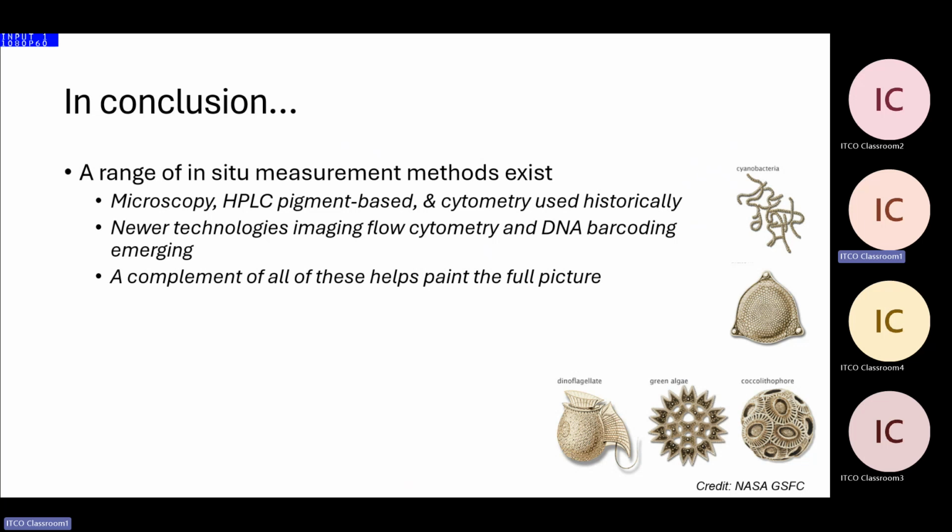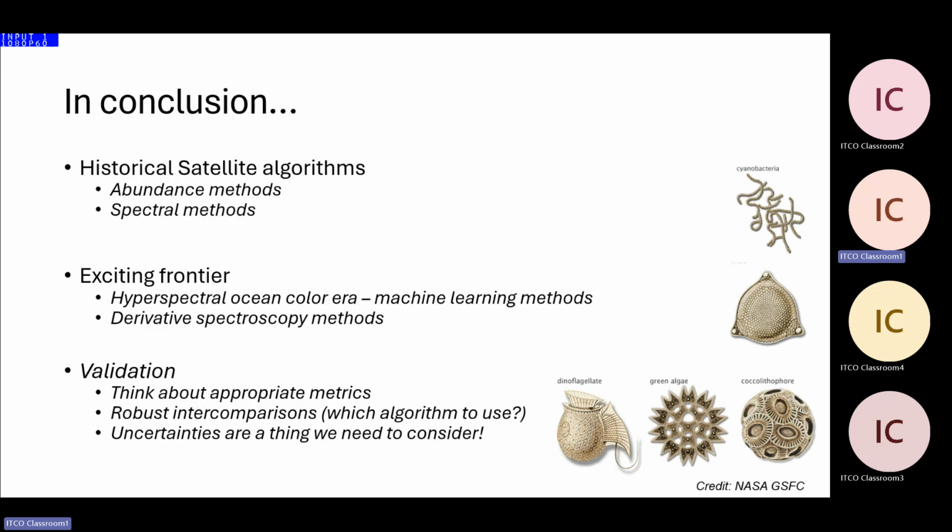Okay, so in conclusion, we have many different in situ measurement approaches that now exist. It's really exciting. Microscopy, HPLC, and cytometry are sort of the historical bread and butter, and we're moving into these new imaging techniques as well as DNA. So if you can measure them collectively, it can help you paint a fuller picture.